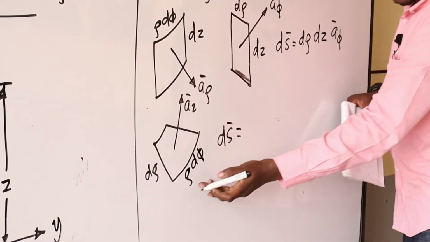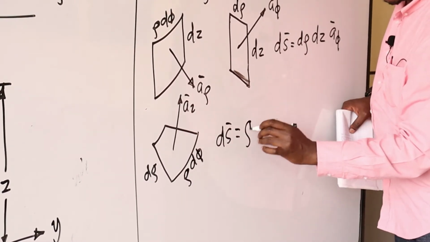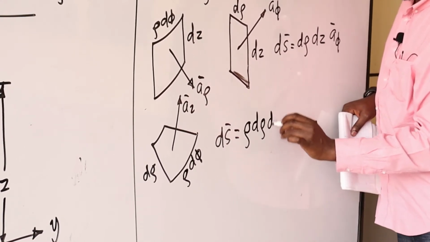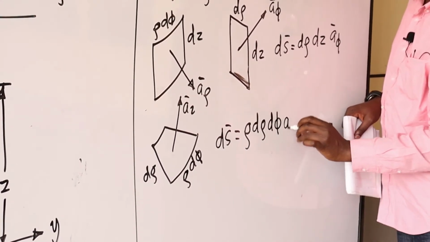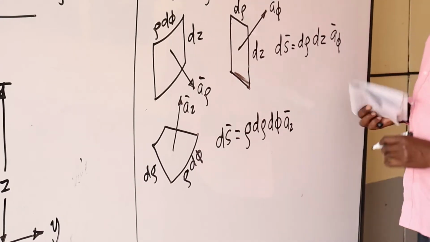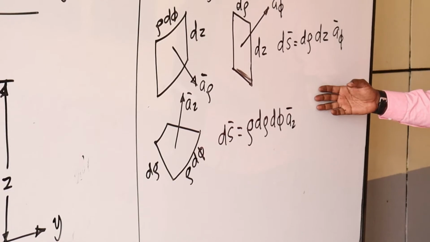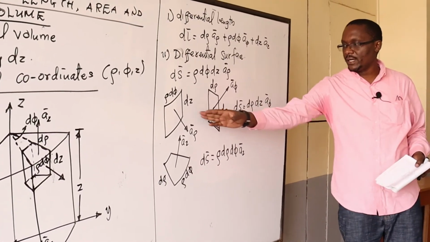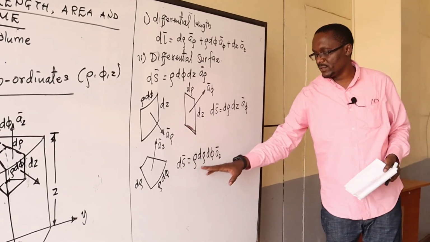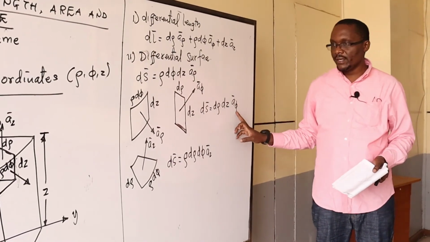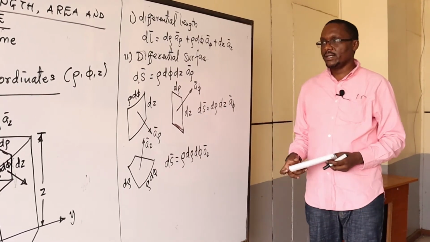So this surface will be represented as ds, which will be the same as rho d rho d phi in the direction of a z. So these are the three surfaces that are there in the cylindrical coordinate system. We have that, we have this, and we have this. You can see also their directions are in the rho direction, in the phi direction, and in the z direction.